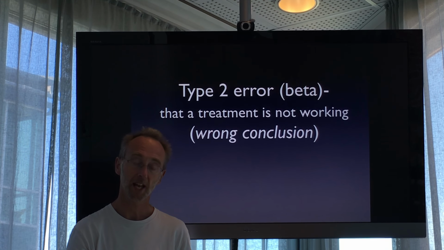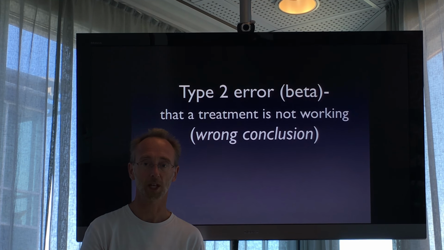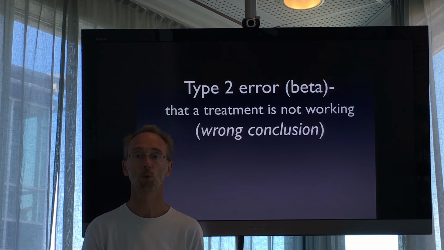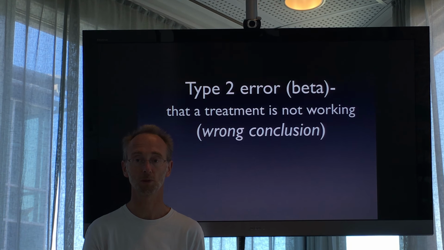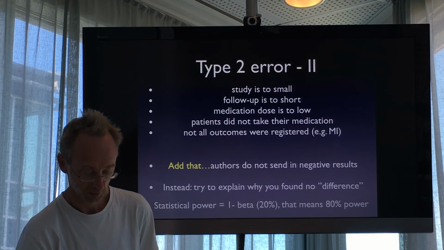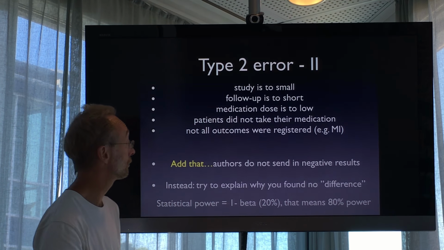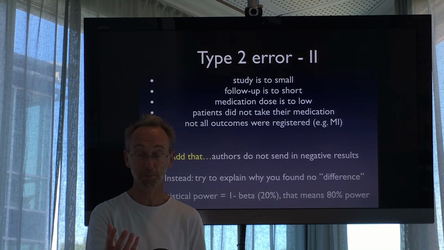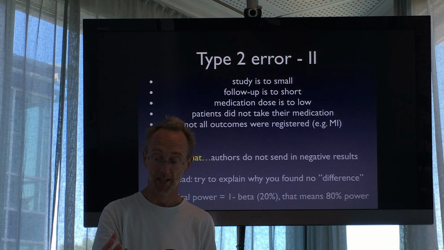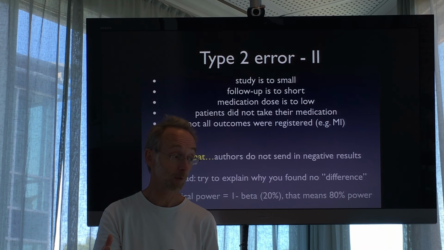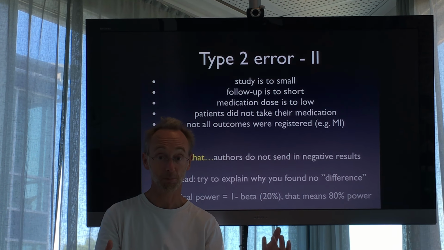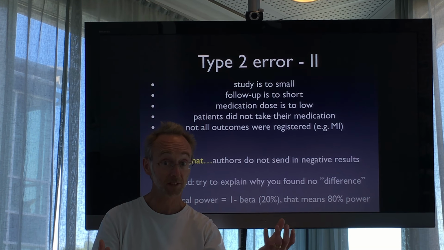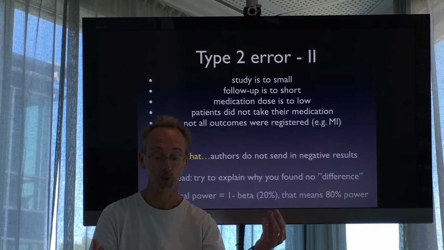Type 2 errors is when a treatment is actually working. Well, there is a difference between 2 groups, but we didn't see it. We failed to see it, and we make the wrong conclusion. Why? Well, here are some of the reasons. For instance, perhaps the study is too small. When we compare 10 patients with antihypertensive medication A with 10 patients with medication B, we find no difference. But if we had compared 1,000 with 1,000, we could have seen the difference because it was rather slow.